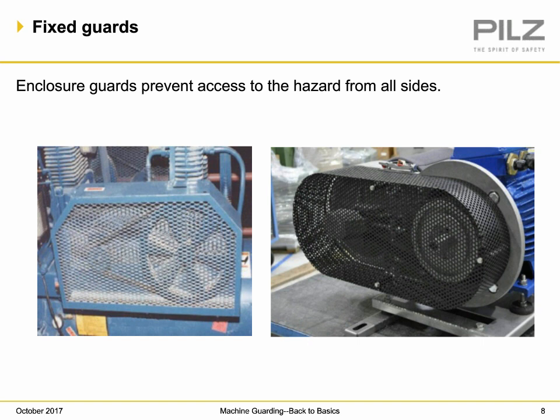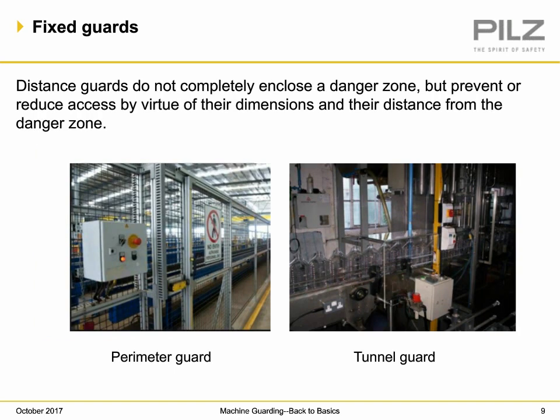Okay, fixed guards. We've got distance guards, which do not completely enclose the danger zone, but prevent or reduce access by virtue of their dimensions and their distance from the danger zone. You can see the perimeter guard on the left, which is basically a conveyor system. It could be a robot cell, or, as I mentioned before, a stretch wrapper application.